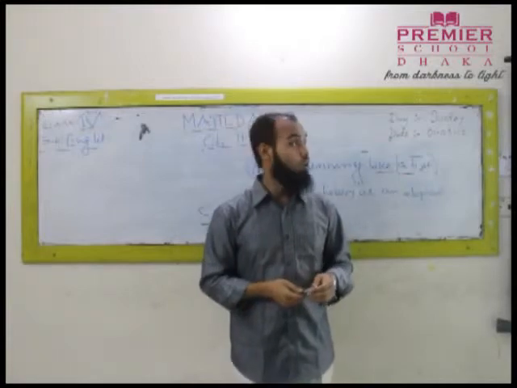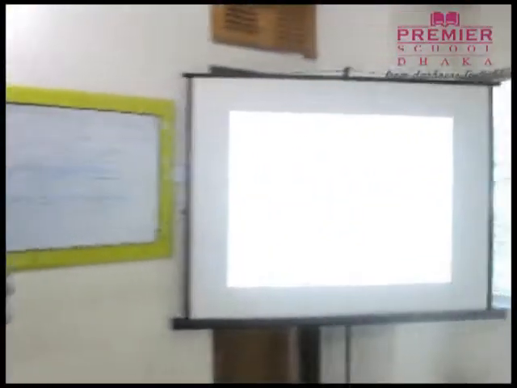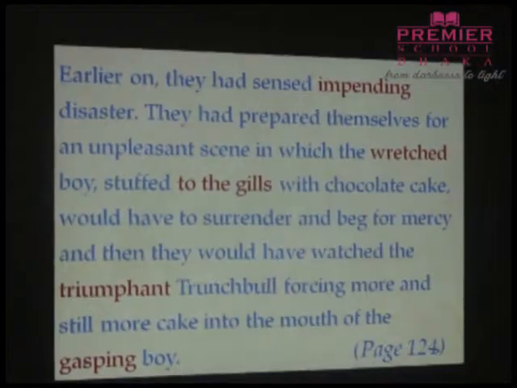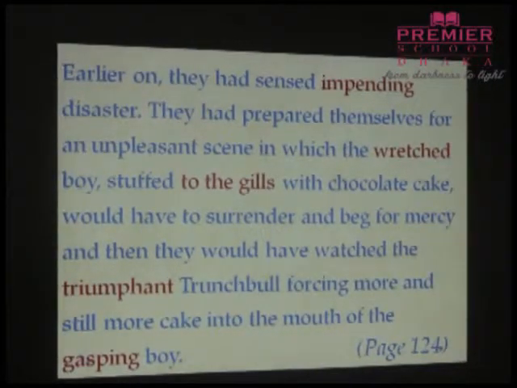So look at the description of what the children were doing. Earlier on, they had sensed impending disaster. When Bruce was called to eat the whole cake, they sensed impending disaster. Impending means coming. Disaster that is going to happen very soon. So they had sensed impending disaster, coming disaster.